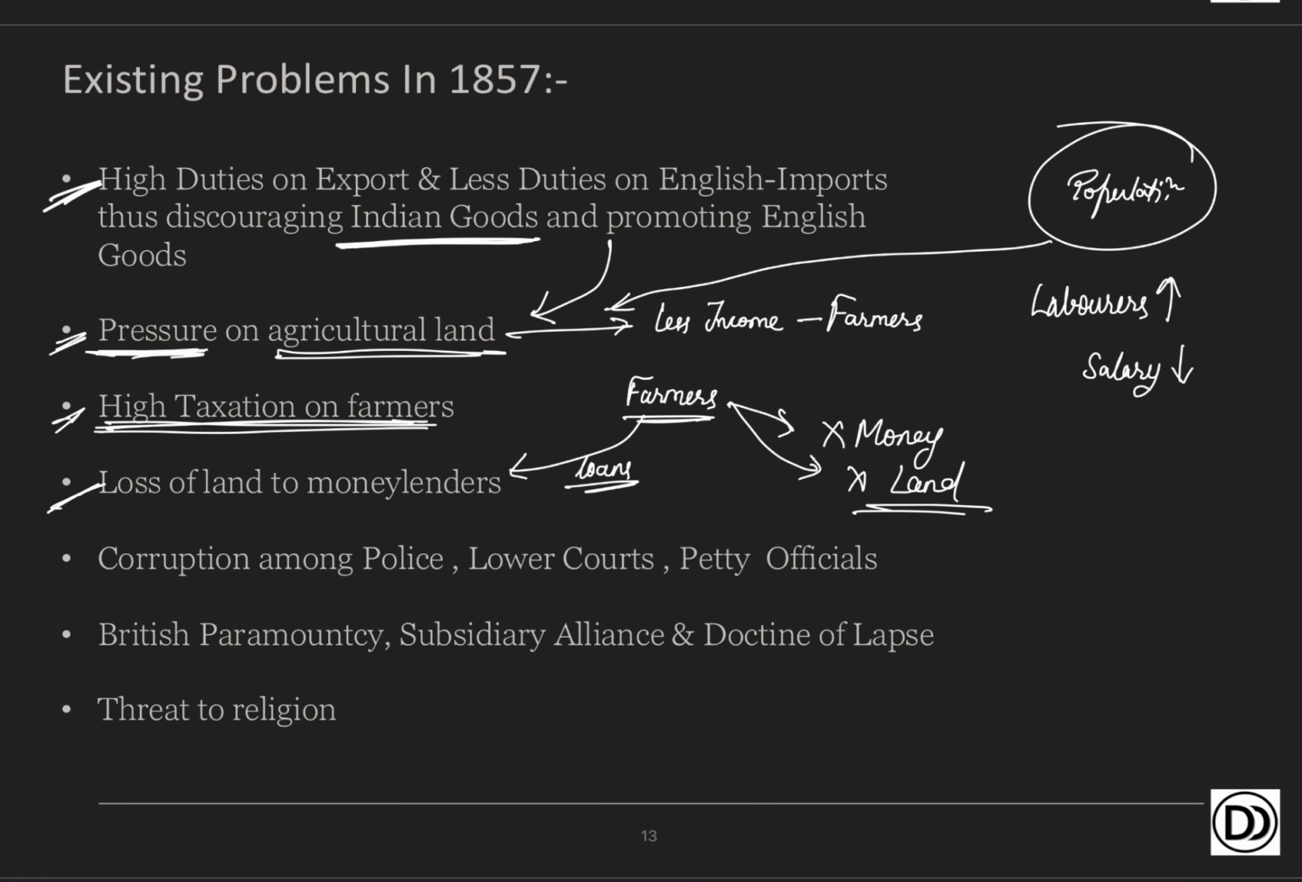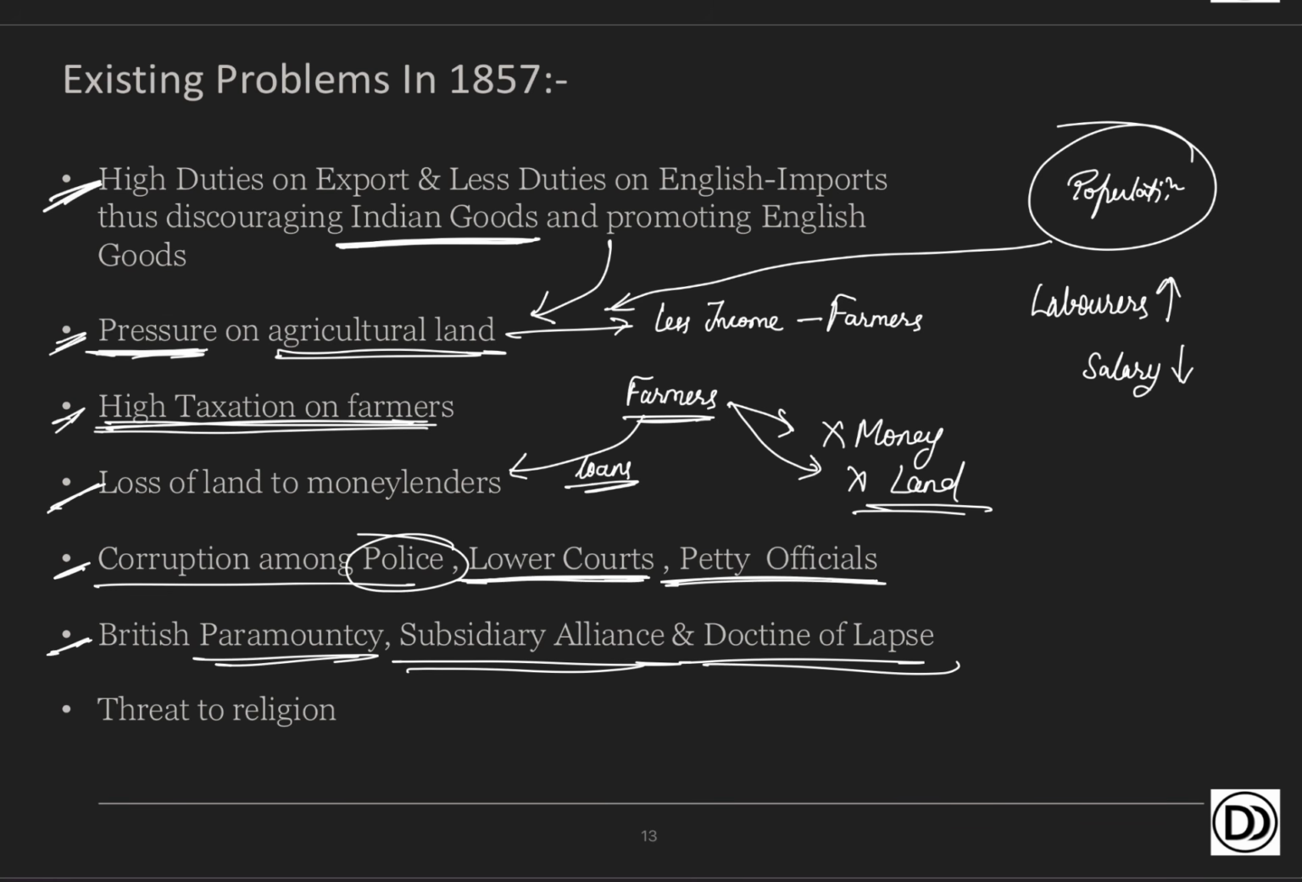And apart from that, there was the issue of corruption among police. There was huge corruption because kings and rulers were having less power, and the British had whole authority, and they didn't care about the administration or the social welfare. So there was rampant corruption among the police, the lower courts, the petty officials, revenue officials, and this made the common people's life miserable. Similarly, there were British policies of Paramountcy, Subsidiary Alliance, and Doctrine of Lapse. Now let us discuss these three policies.